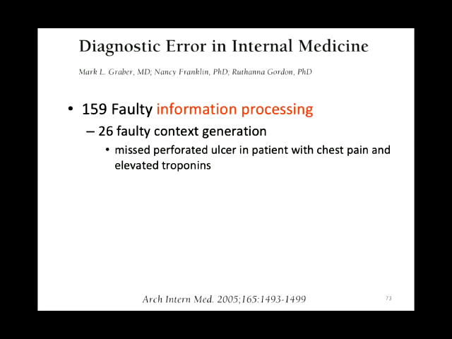Faulty information processing. In this example, there's context generation. How do you interpret chest pain in the context of other data available to you? In this example, the troponins were elevated, and so a diagnosis of a cardiac problem was made when in fact the true source of the chest pain was a missed perforated ulcer.